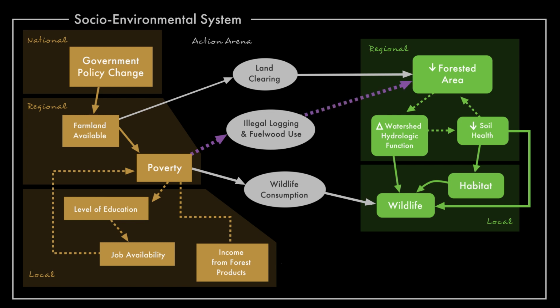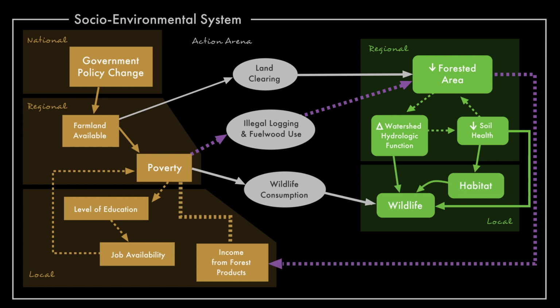So this extra logging leads in turn to less forest, and that makes it increasingly harder for the villagers to get income. So poverty is further increased, and you can see that feedback. In other words, the onset of poverty initially due to a policy change influenced the future state of the people, that is worse, poverty, and the future state of the forest, which is now smaller and also more degraded.